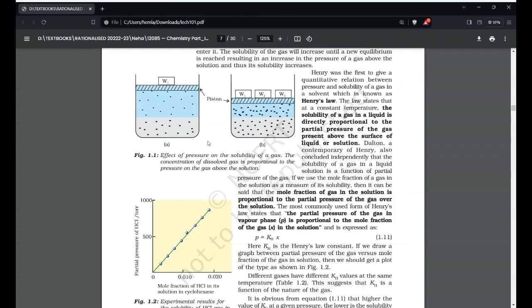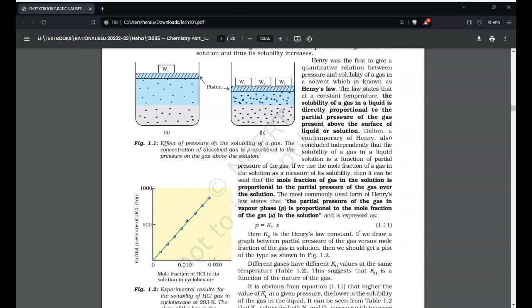Dalton, a contemporary of Henry, also concluded independently that the solubility of gas in a liquid solution is a function of partial pressure of the gas. If you use the mole fraction of the gas in the solution as a measure of its solubility, then it can be said that mole fraction of a gas in solution is proportional to the partial pressure of the gas over the solution.